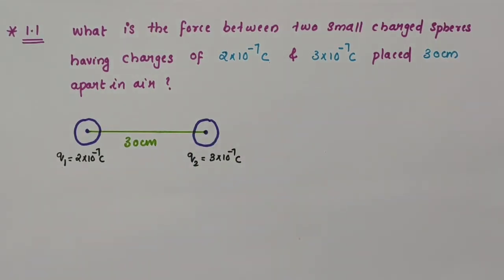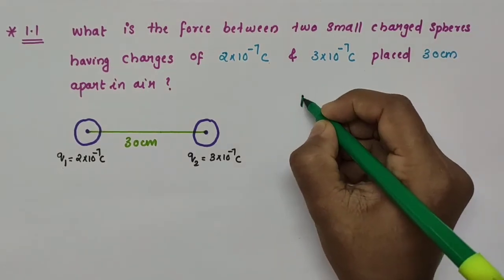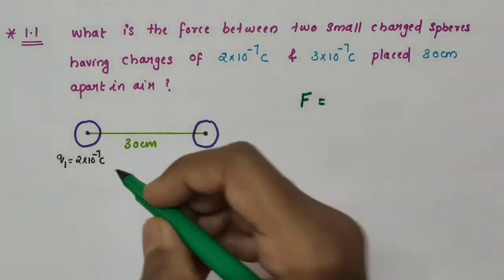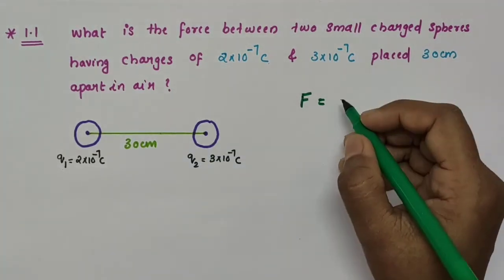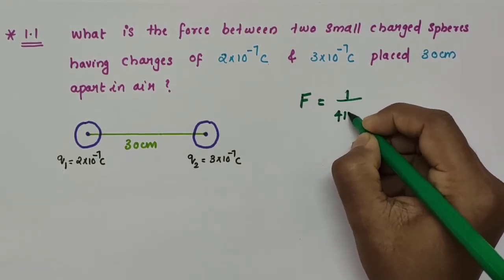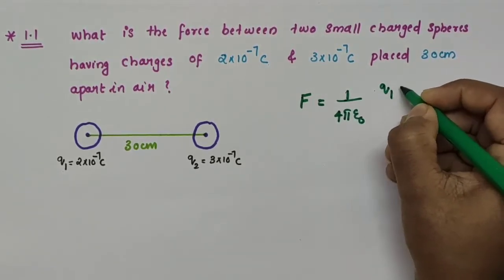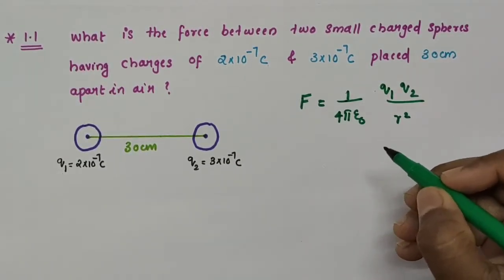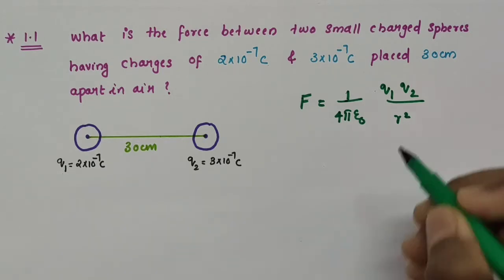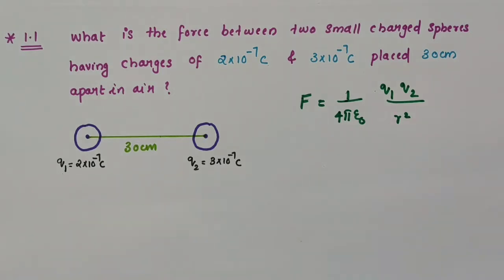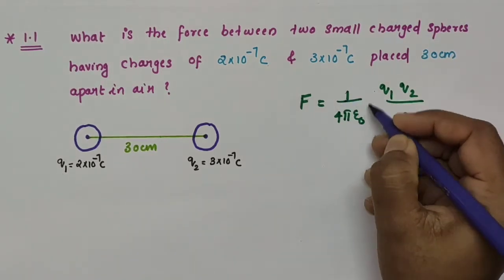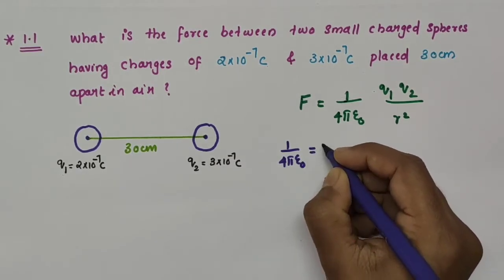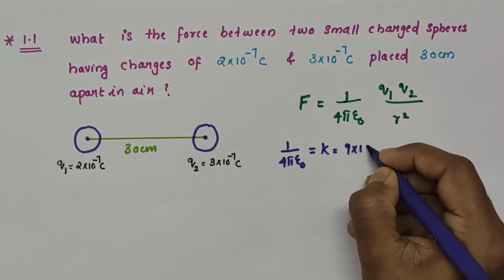So, from Coulomb's law, we have the force between two small charged spheres of charges Q1 and Q2, which is F equal to 1 by 4 pi epsilon 0 Q1 Q2 divided by R square. So, this is the expression for the magnitude of the force which we are getting from Coulomb's law. Now, what is the value of this 1 by 4 pi epsilon 0? It is actually a constant which is equal to k, and its value is 9 into 10 raised to 9.